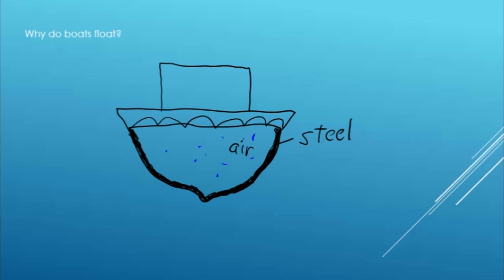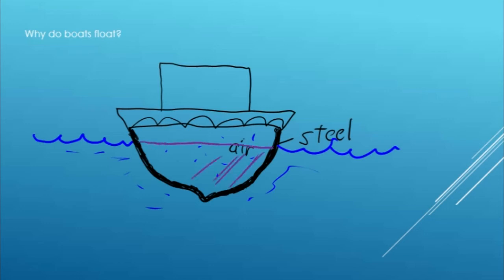Let's put some water in. So all of this area down here is water, and you can see that it is displacing this much water. So the boat displaces a lot of water, and the weight of the steel hull plus the air is less than the weight of the water it displaces.